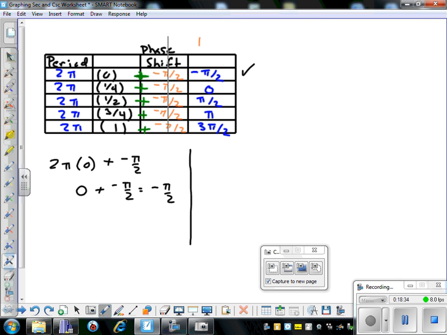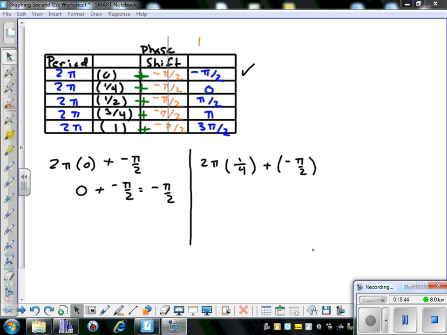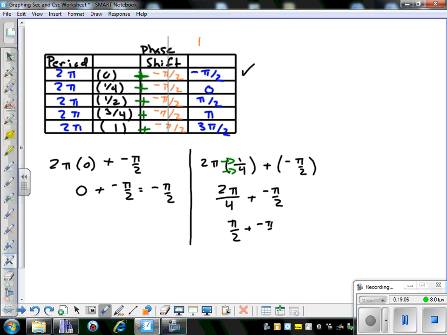Now, if we look at the next one, 2 pi times 1/4 plus negative pi divided by 2. Now, when I work this out, remember, we multiply straight across. So that's going to give me 2 pi divided by 4 plus negative pi divided by 2. Now, because I need common denominators, and I know I can simplify 2 pi divided by 2, I can write that as pi divided by 2 plus negative pi divided by 2, which gives me 0.